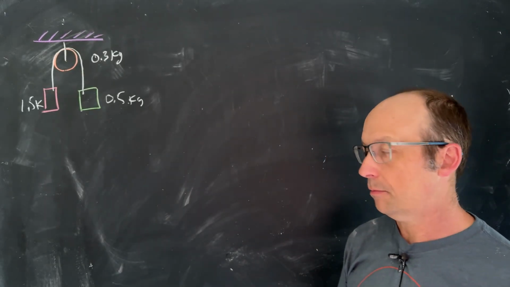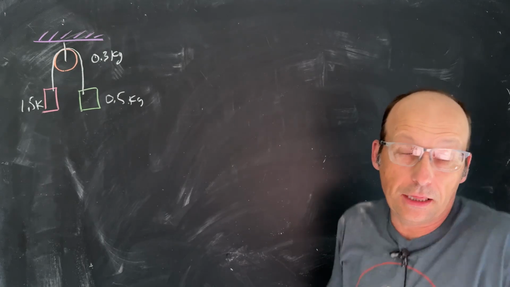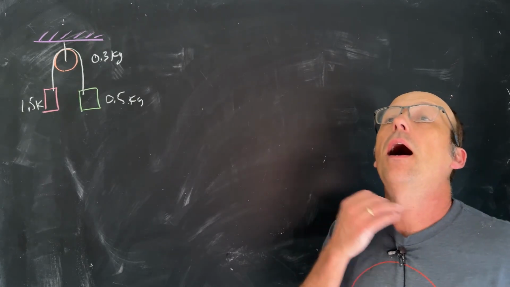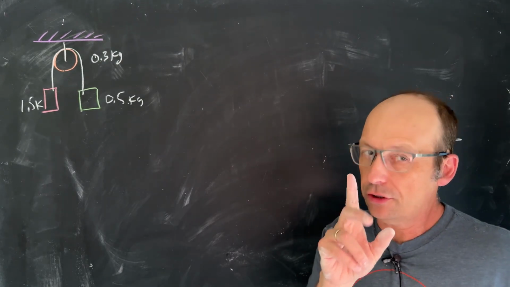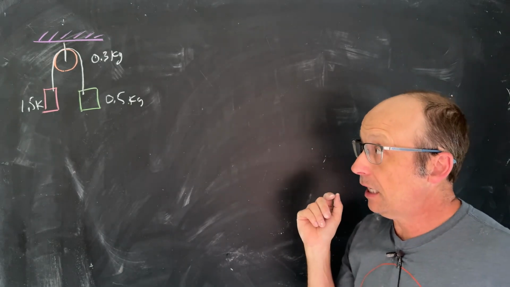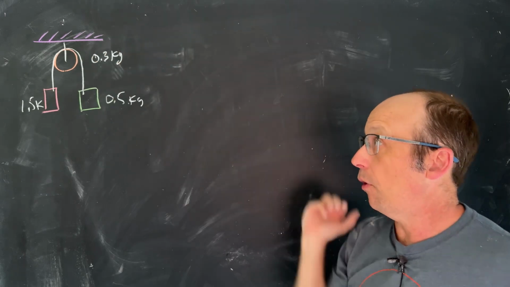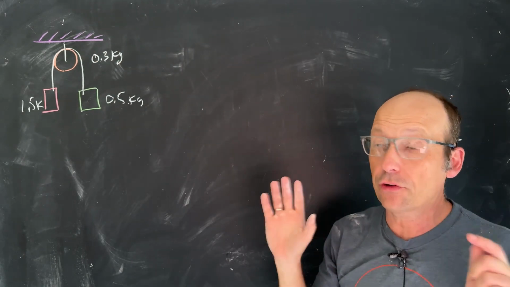Here is a physics problem. There is a pulley hanging from the ceiling, and the pulley has a mass, but it has no rotational mass. Well, I'll talk about that in a second. And it has two masses hanging from it, a 1.5 kilogram mass on the left and a 0.5 kilogram mass on the right, and it's released from rest.